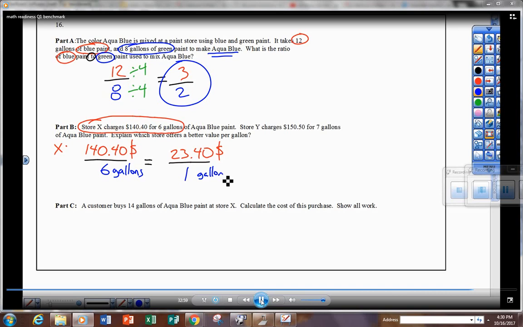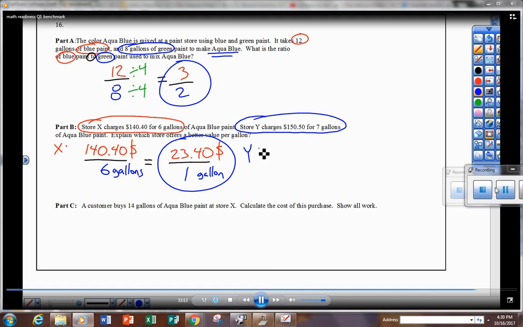For my next problem here, I need you to fix a mistake. So for store Y, again, I'm going to divide dollars per gallon. But just look at it real carefully. This is $150.50 for 7 gallons. That means I'm going to divide 150.5 by 7. I'm going to mistakenly write that as a 6 there, but I want you to fix it on your paper, fix it on a calculator. So here we go. My store Y, I'm going to do 150.5.